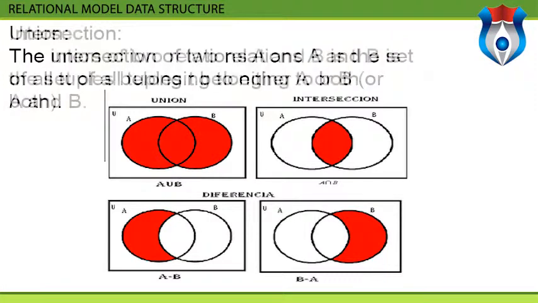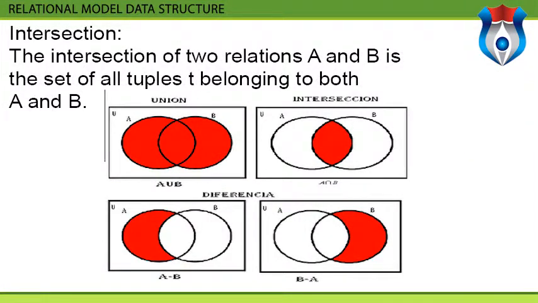The difference between two relations A and B, in that order, is the set of all tuples belonging to A and not to B. Example, A is equal to the set of employees whose department is SW development. B is equal to the set of employees whose age is less than 30 years. A minus B is equal to the set of employees whose department is SW development and not having age less than 30 years.